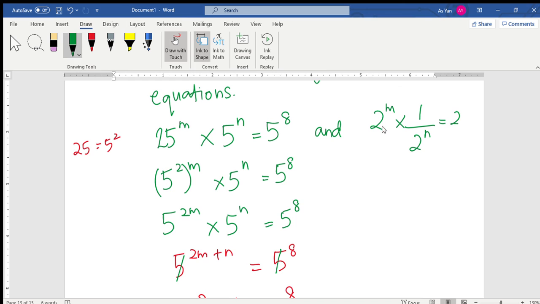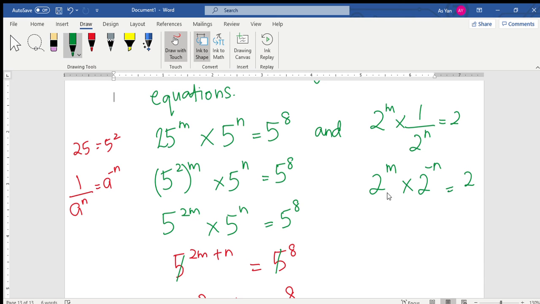2 to the power of m times 1 over 2 to the power of n. This 1 over 2 to the power of n is in positive index form, which means it is times 2 to the power of negative n. You have to remember this: 1 over a to the power of n equals a to the power of negative n. So just convert like this, and then equals 2.